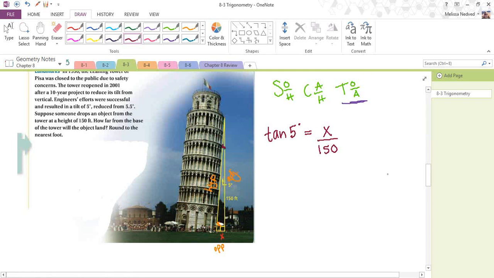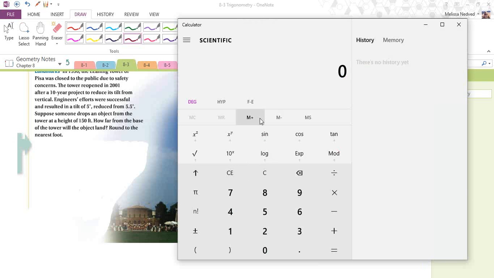Now, that's not all I'm asked to find. I actually want to find X, and I actually can find X because tangent of 5 degrees is a number. So let's just start with that first. What number is it? Most of the time, they're going to be kind of nasty, irrational numbers, but I want you to practice finding tangent of 5.